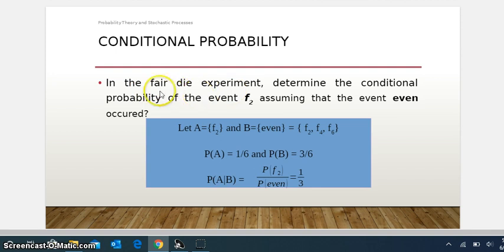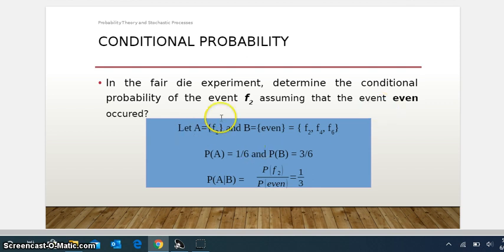So now if it is fair, that means it is not biased. So for an unbiased die experiment, what is the probability? Determine the conditional probability of the event F2, assuming that the event even has occurred. So even elements. When you perform a die experiment, what will be the even elements? Always in a die experiment, it is either 1, 2, 3, 4, 5 or 6. So only those are the events.